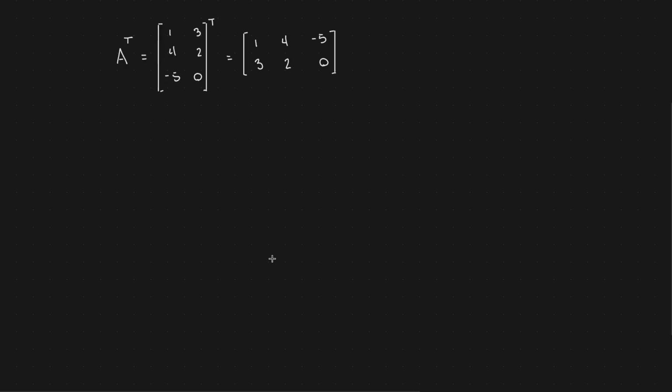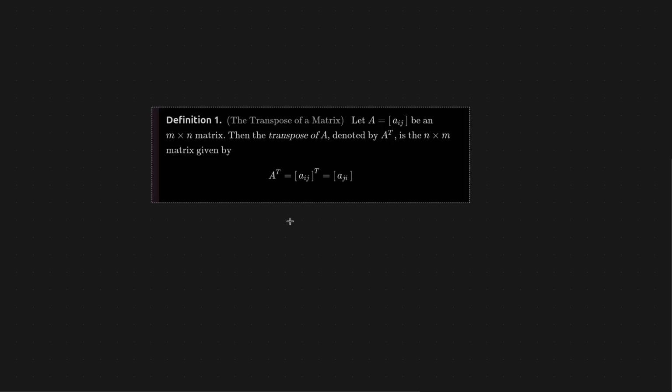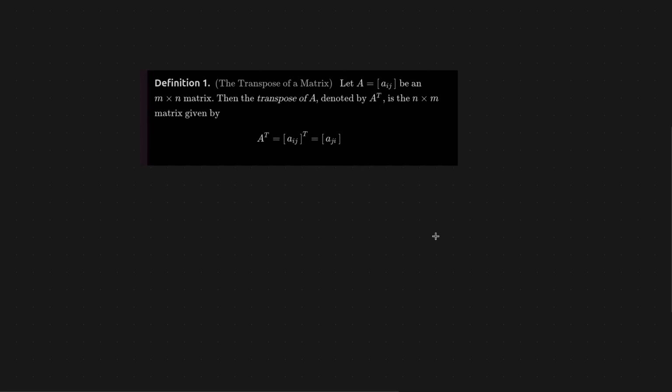Let's write this up as a formal definition. So we're starting with the matrix A, and it has components Aij. Remember, that means we're thinking about the ith row and the jth column. This is the component in the ith row and the jth column. This is going to be an m by n matrix, so m rows, n columns.